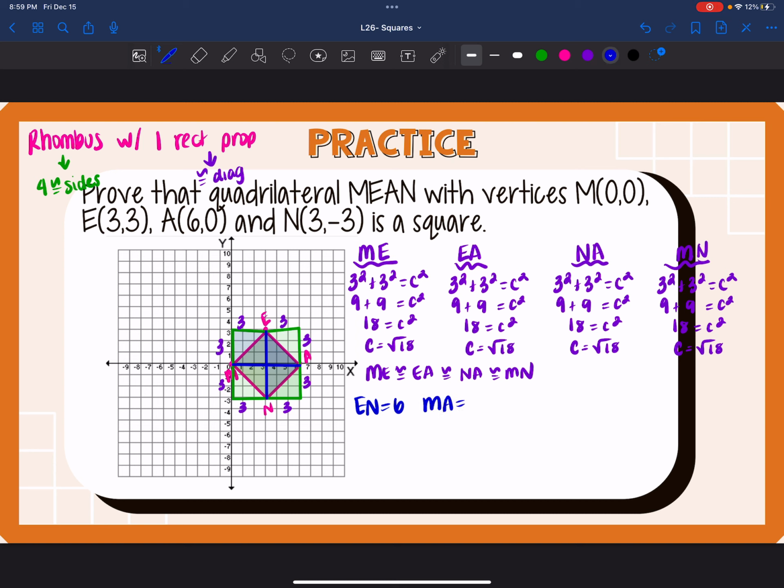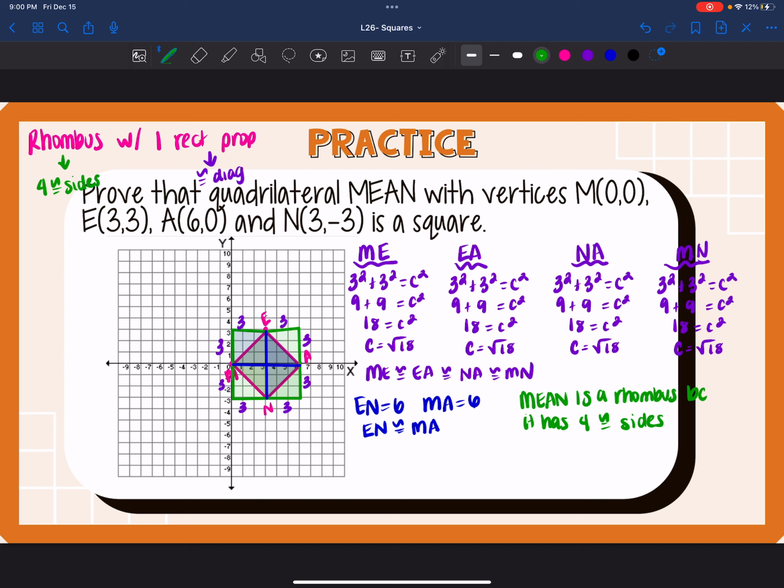MA is equal to 6. So I'm going to mention that EN is congruent to MA. Now, here goes my concluding statement. I'm going to say MEAN is a rhombus because it has 4 congruent sides, which I literally just showed right here.